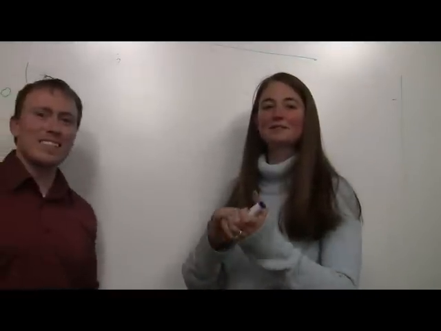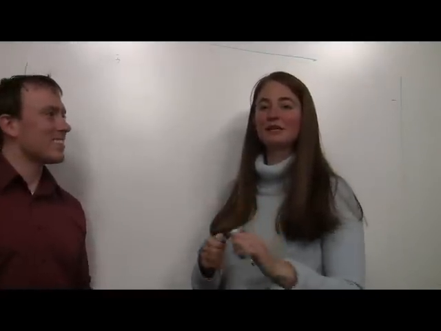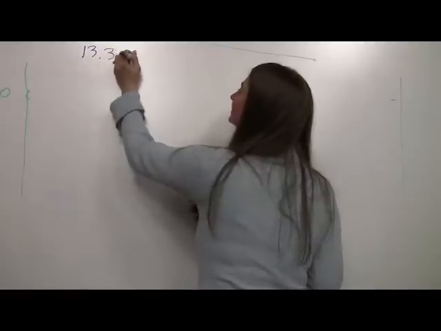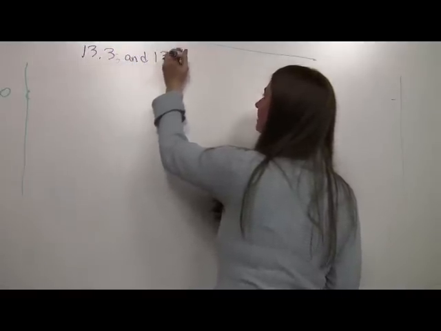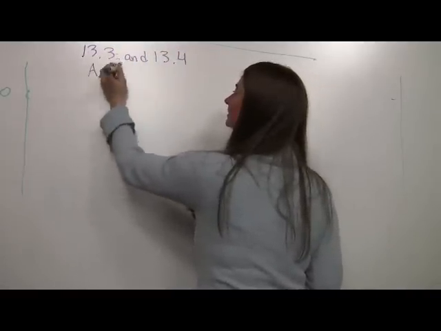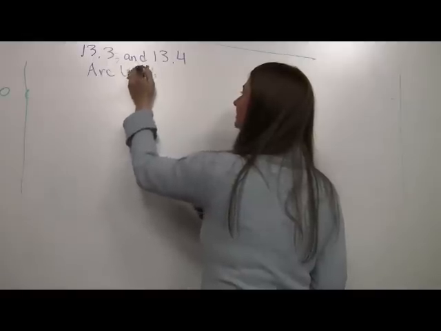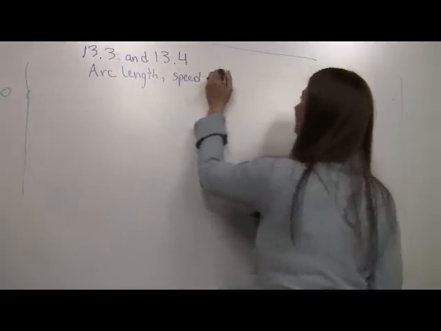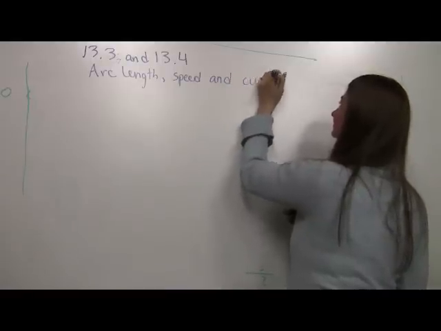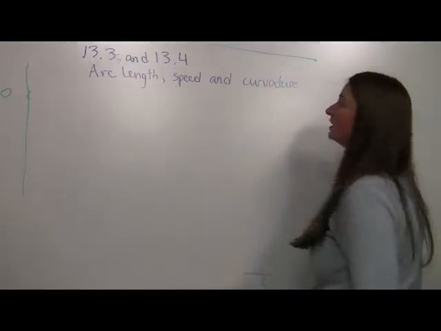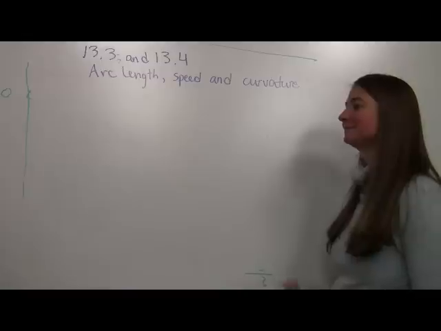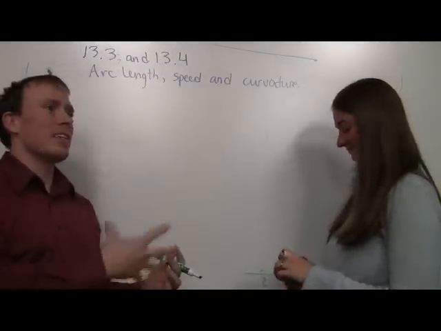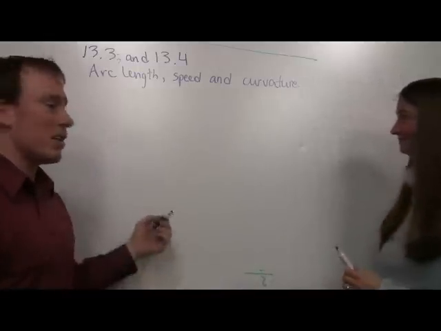We're going to be talking about sections 13.3 and 13.4, which are going to talk about arc length, speed, and curvature. We're going to start off with arc length. So, arc length, measuring the distance we have on a path.